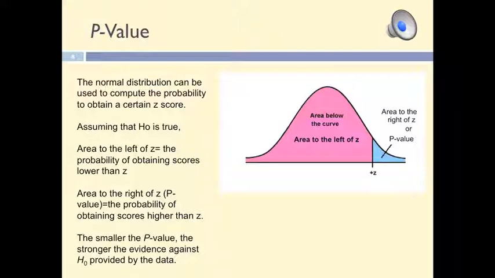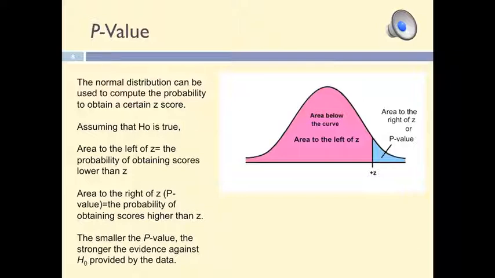For hypothesis testing, however, we're interested in the area to the right of z, and this area is also called the p-value. The p-value represents the probability of obtaining scores that are at the z level or higher when the null hypothesis is true. Therefore, if z is far away from the mean, the p-value is small. The larger the Test-Statistic, the smaller the p-value.